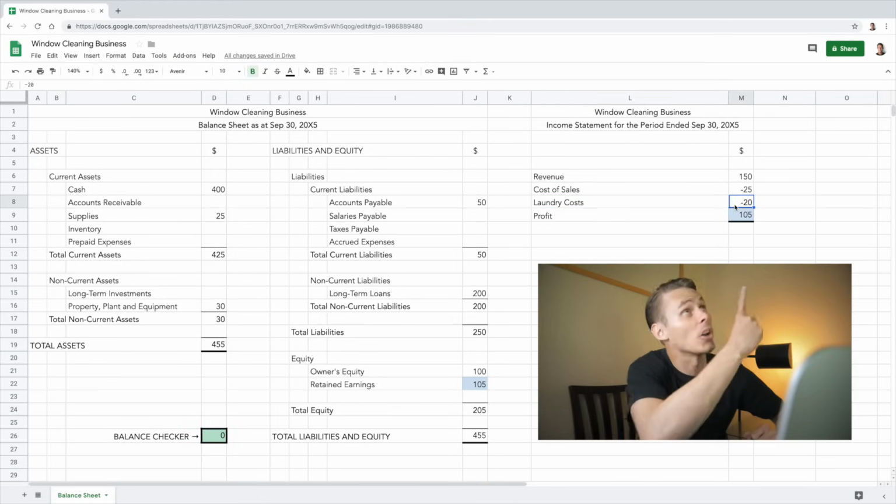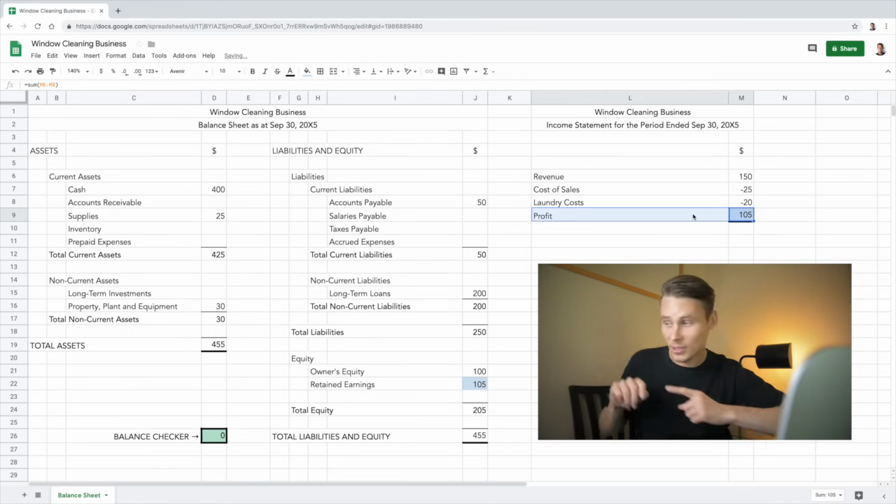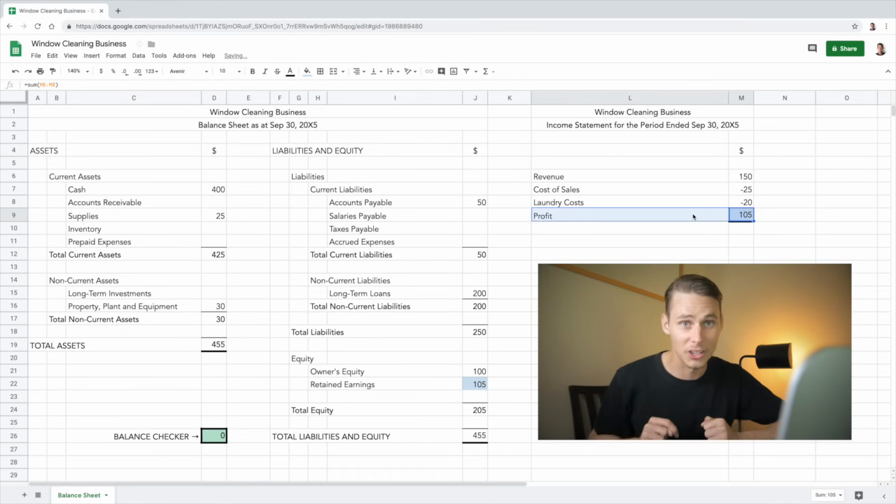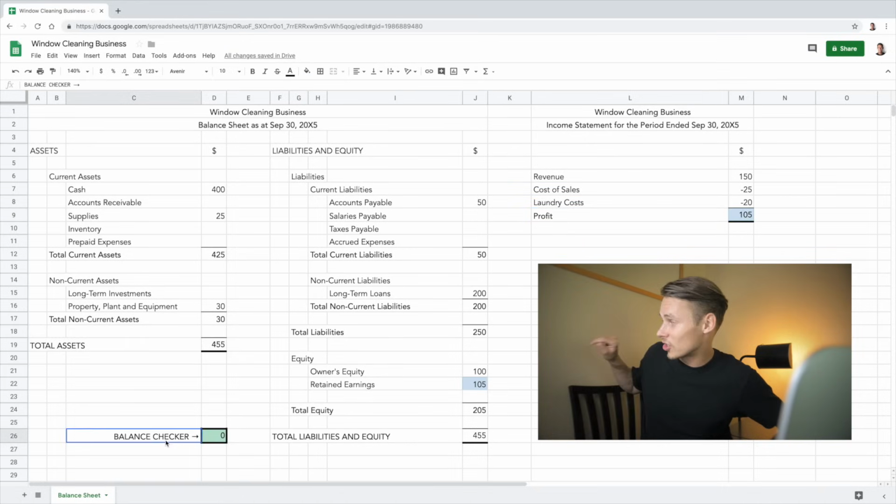Our profit of $105 rolls up into the retained earnings section of our balance sheet, giving us total assets of $455 and total liabilities plus equity of $455 as well. And our balance sheet checker is showing 0. Good stuff. How did you find that? I didn't want to skip any steps in this balance sheet tutorial.